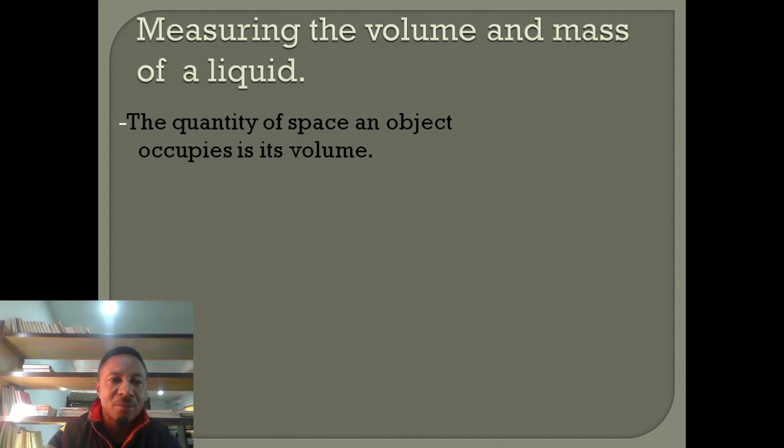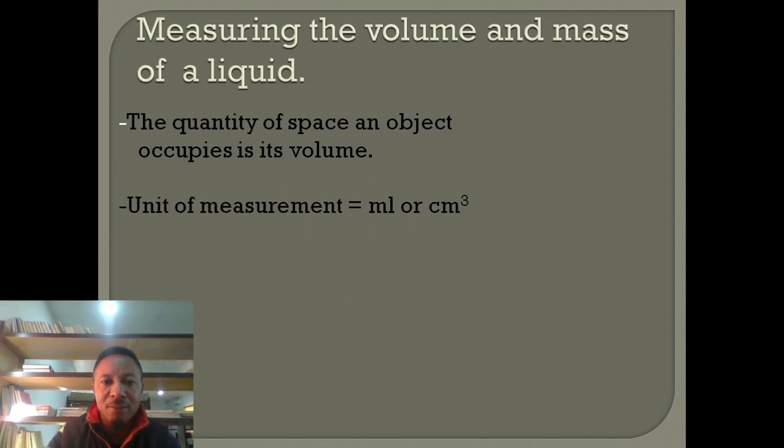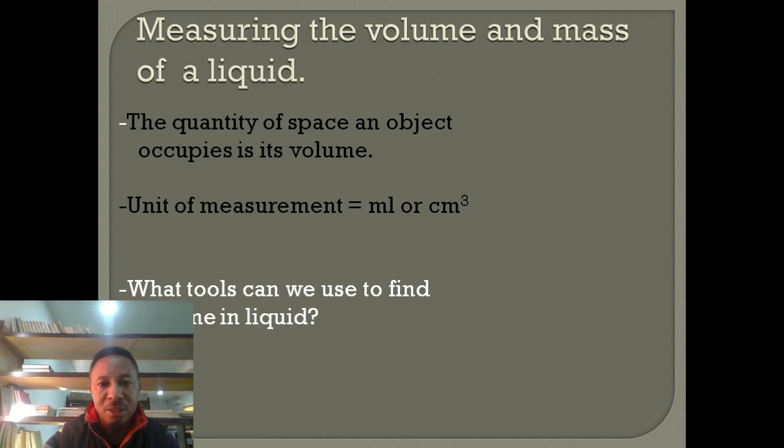The quantity of space an object occupies is its volume. That's what we mean by volume. The space you have in a given object. Okay, like this library has a whole lot of space, isn't it? So we can see it has a big volume compared to the class. The class doesn't have that much space. Now the unit of measurement for volume is milliliter or centimeter cube, or even meter cube, as the case may be.